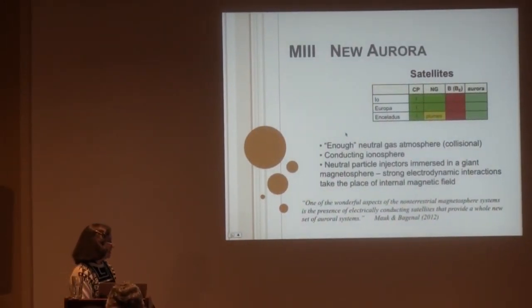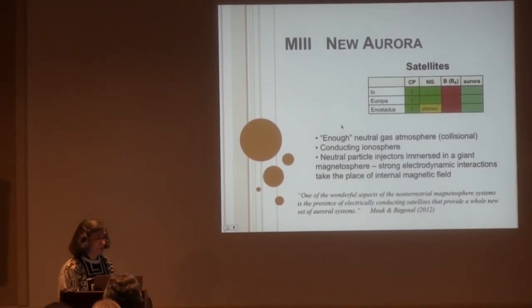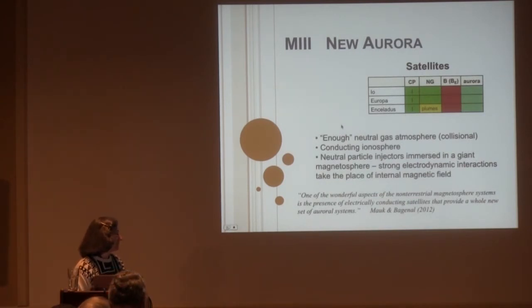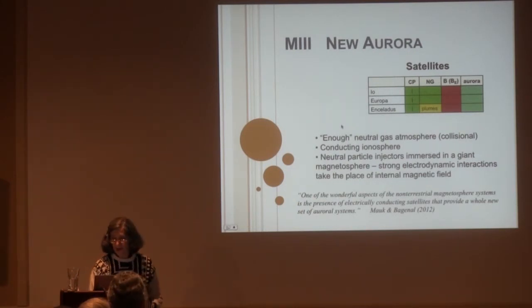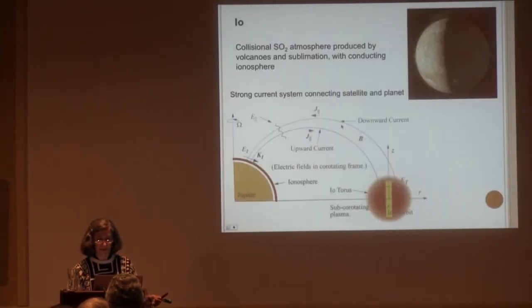Now, Fran talked a little bit about the other satellites that I call the new aurora category, and I love the quote from the Mauk and Bagenal chapter in the AGU monograph book, that one of the wonderful aspects of non-terrestrial magnetosphere systems is the presence of electrically conducting satellites that provide a whole new set of auroral systems. These are objects that have quite tenuous atmospheres, but they're collisional, dense enough that they have conducting ionospheres. So these objects are neutral plasma and neutral particle injectors immersed in a giant magnetosphere, which, as Fran talked about, generates a very strong current system.